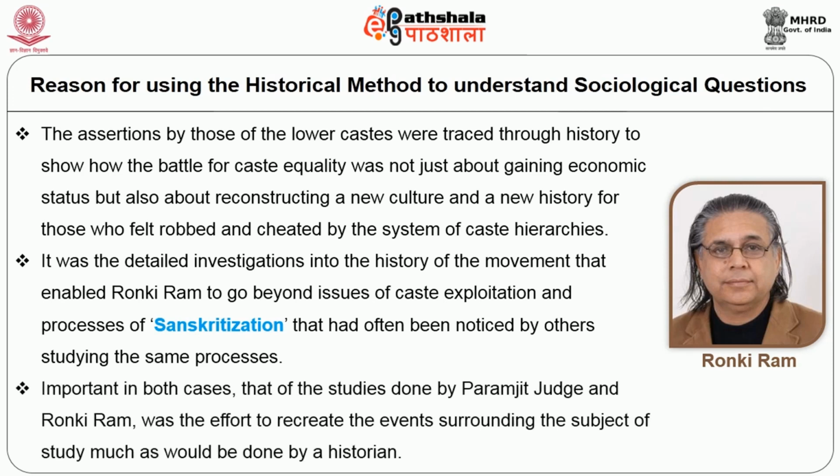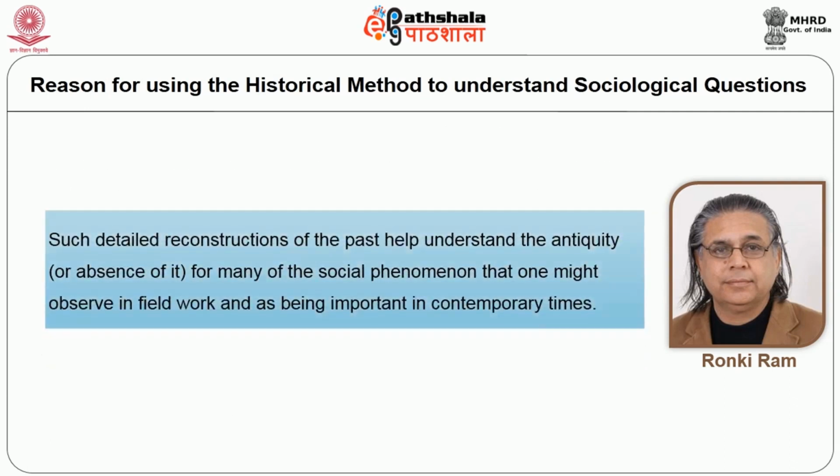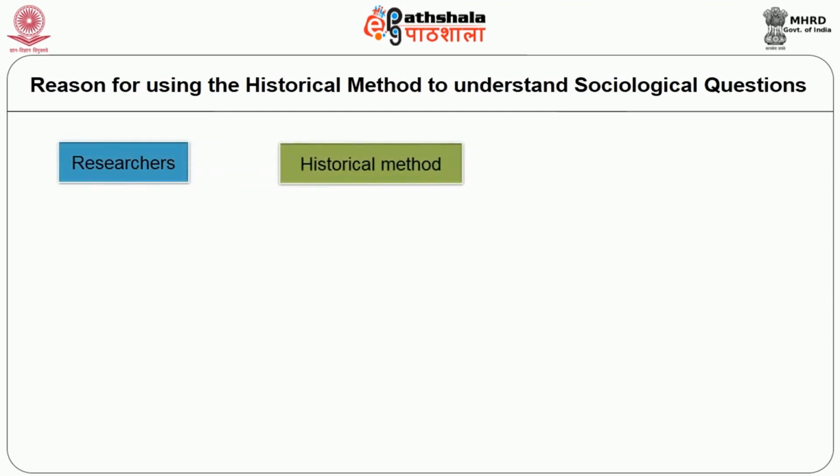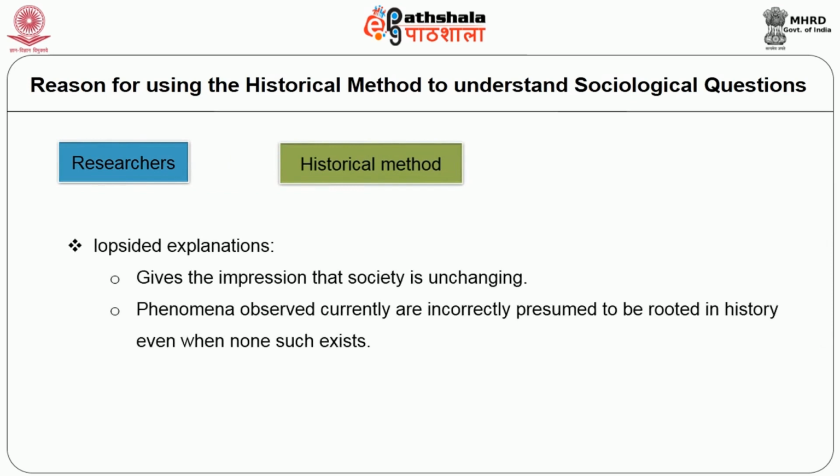Important in both cases, that of the studies done by Paramjit Judge and Ronki Ram, was the effort to recreate the events surrounding the subject of study much as would be done by a historian. Such detailed reconstructions of the past help understand the antiquity, or absence of it, for many of the social phenomena that one might observe in fieldwork and as being important in contemporary times. What happens if researchers ignore historical method? It results in lopsided explanations which might give the impression that society is unchanging and phenomena observed currently are incorrectly presumed to be rooted in history even when none such exists.